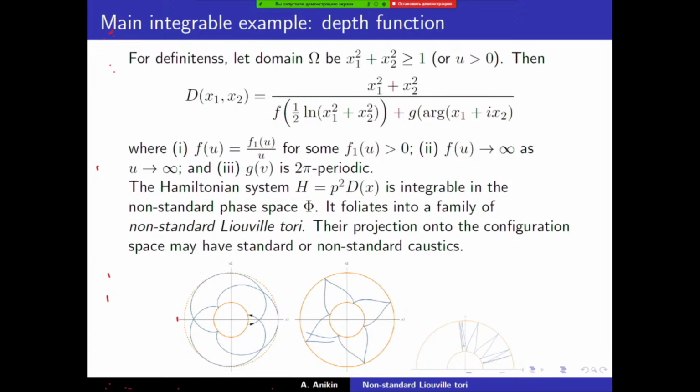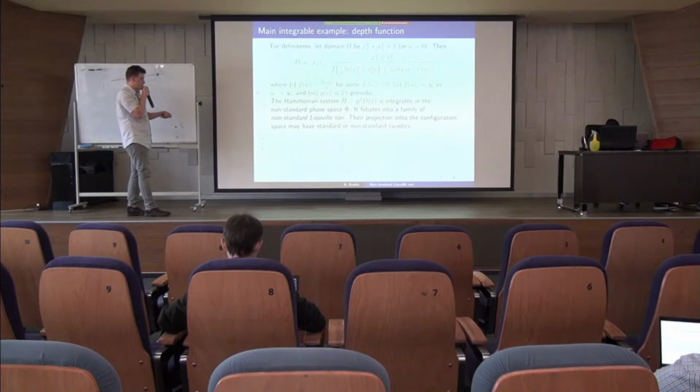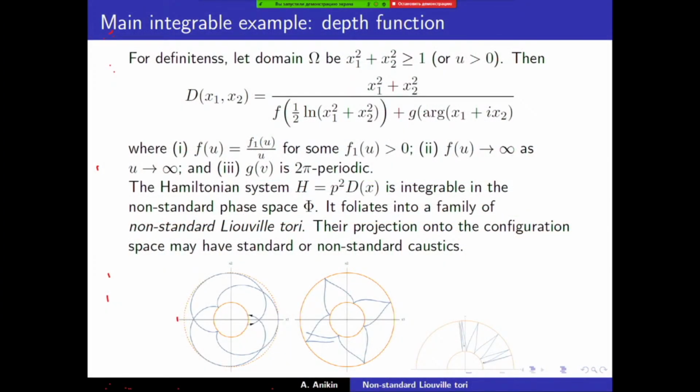And these non-standard Liouville tori may have standard or non-standard caustics. Standard means that they have no intersection with the boundary, and non-standard ones are parts of the boundary. For example, if we have such a domain as here, and we have a torus which projects onto this annulus domain, we have two components of the boundary which are non-standard caustics. Here we have one standard inner caustic and one non-standard inner caustic, which is a boundary of the domain, and a standard conventional caustic outside. It also may be something like this, when you have two non-standard and two standard caustics.